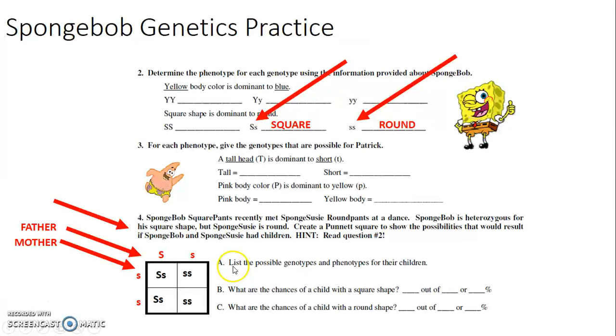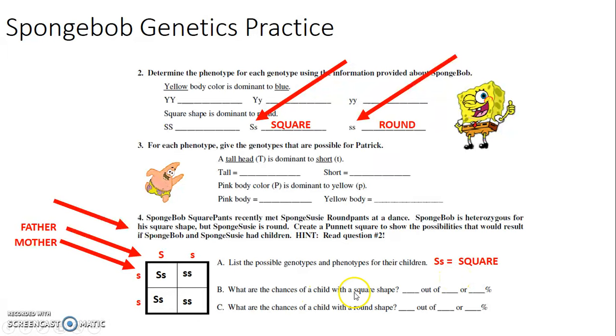So question A asks to list the possible genotypes and phenotypes. So if I look here, I have one genotype that's the same. This genotype is the same, which means I have 2 possible genotypes. And I don't believe I typed it all in here, but to give you an example, here's one genotype, and I'm going to write what its phenotype is, which is square. So then you're going to go ahead and write the other genotype and phenotype.